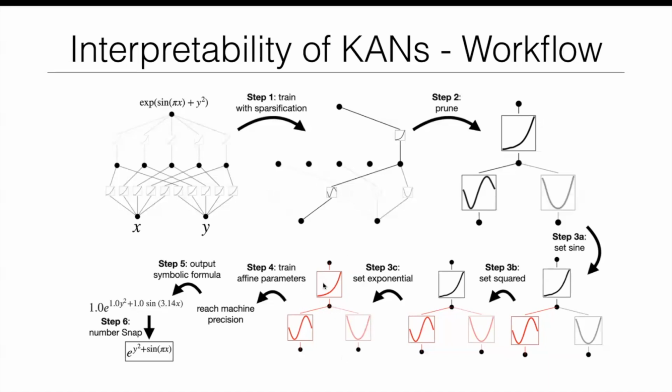I continue finding the precise pieces of the sine, the square, and the exponential. And in the end the KAN would output 1.0 e to the 1.0 y squared plus 1.0 sine of 3.14x. So it has essentially now learned the coefficients of these functions. This was done in the last step where I just find the coefficients in front. So this is a way of doing symbolic regression with KANs. And this is made possible because, in contrast to a neural network, there are very, very few edges, and you can see what the edges are doing, what type of function they are learning.